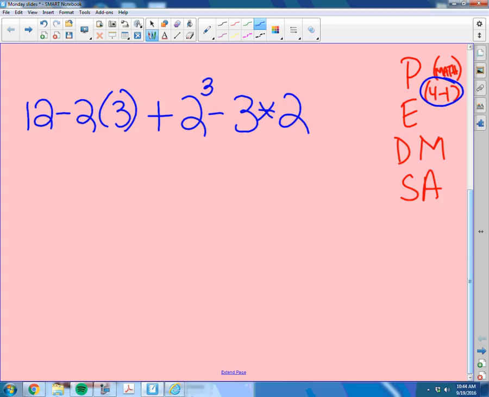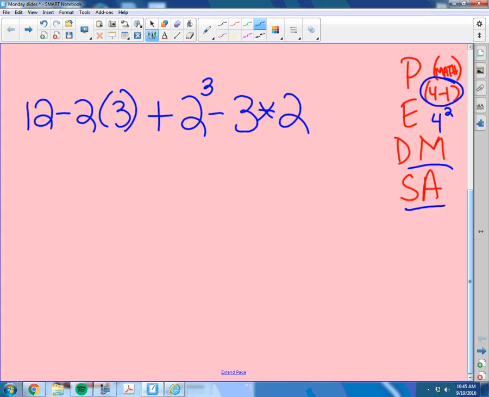E stands for? Exponents. And we know the exponents because they're those little numbers, like this. Then we have multiplication and division, which are even. So it's basically whichever one comes first, reading left to right in the expression. Then addition and subtraction, which are also even, left to right.